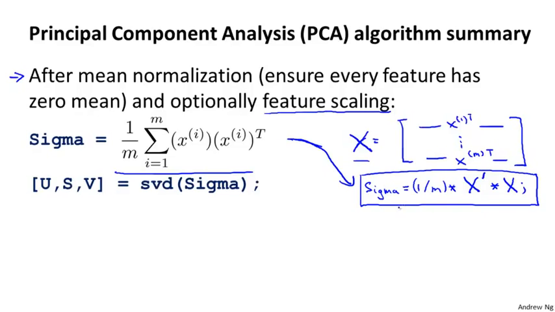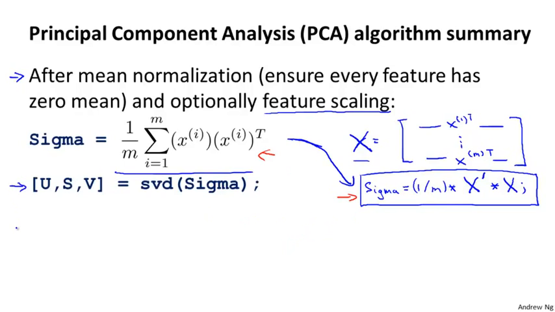I'm not going to prove that this is a correct vectorization, but if you want, you can either numerically test this out yourself by trying it out in Octave and making sure that both implementations give the same answers, or you can try to prove it yourself mathematically. Either way, this is a correct vectorized implementation for how to compute sigma.